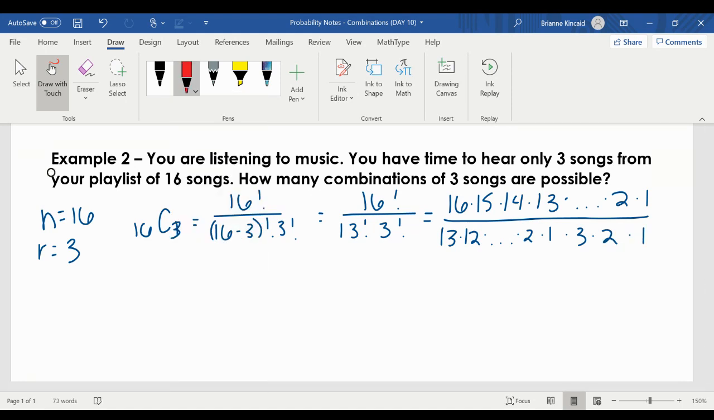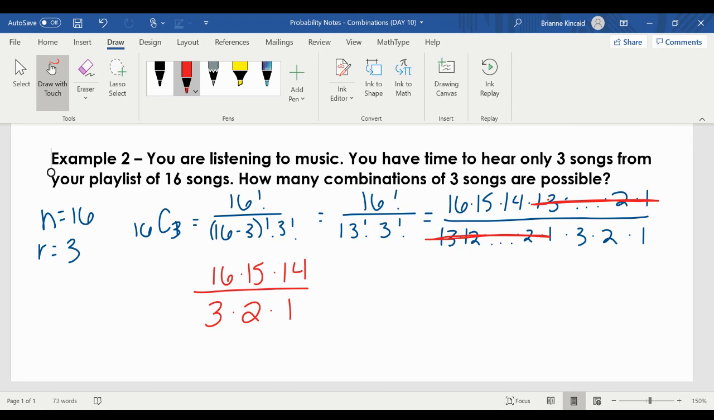We're going to eliminate where we can. So in the denominator, I have 13 times 12 times 11, 10, etc. And I have the same thing in the numerator. So I can cross out 13 through dot dot dot 1 and 13 through 1 here. You're left with 16 times 15 times 14 over 3 times 2 times 1.